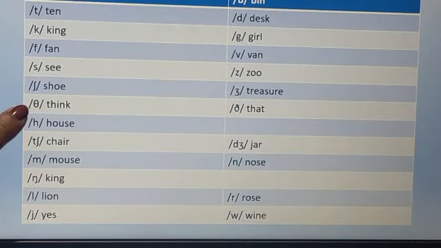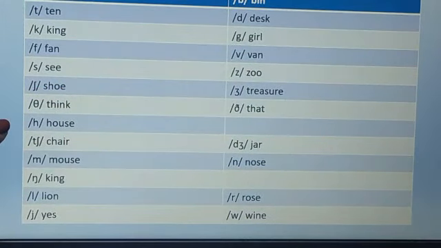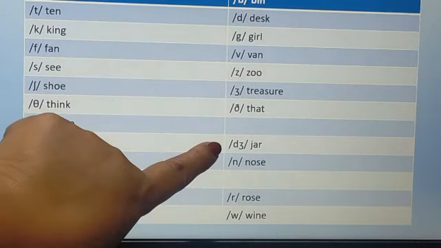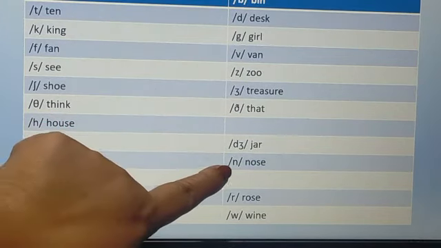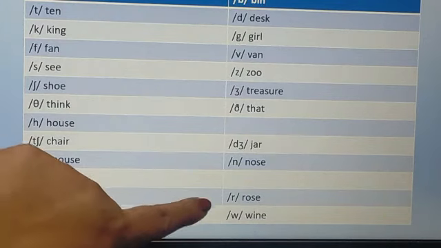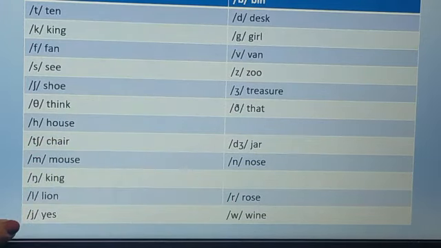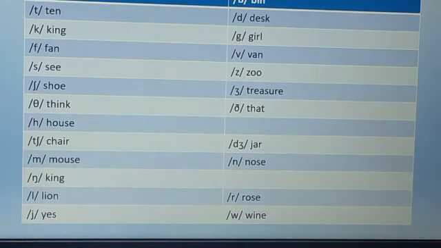Th as in think, the as in that, H as in house, Ch as in chair, J as in jar, M as in mouse, N as in nose, and Ng as in king, L as in lion, R as in rose, Y as in yes, W as in wine.